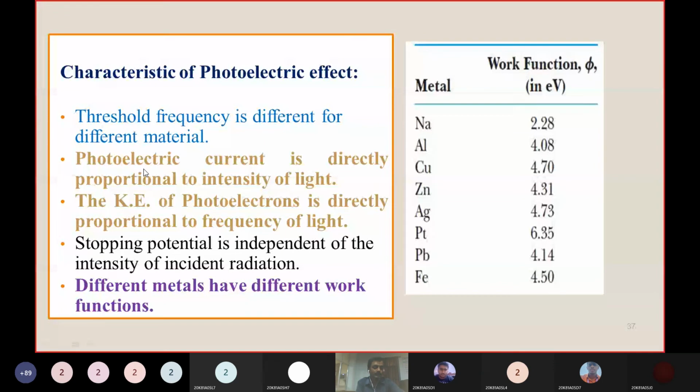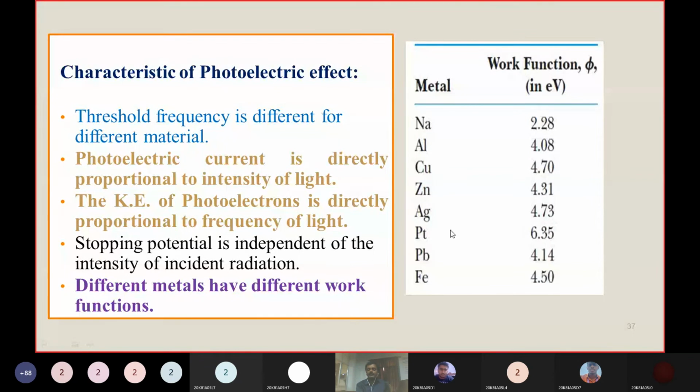Photoelectric current is directly proportional to the intensity of light, and the kinetic energy of the photoelectron is directly proportional to the frequency of light. Stopping potential is independent of the intensity of the incident radiation. Different metals have different work functions.